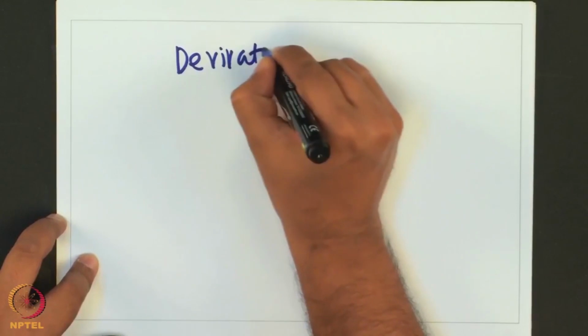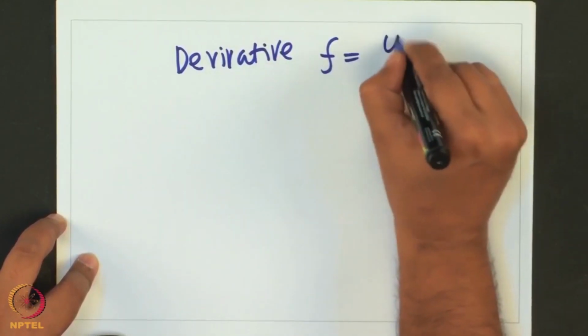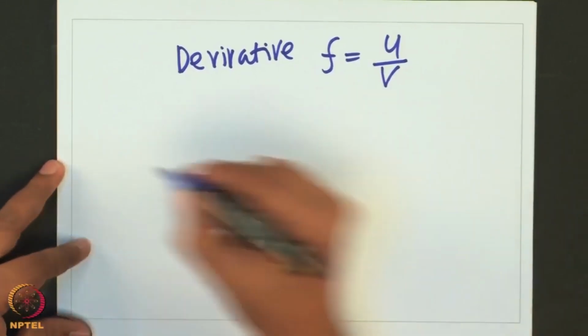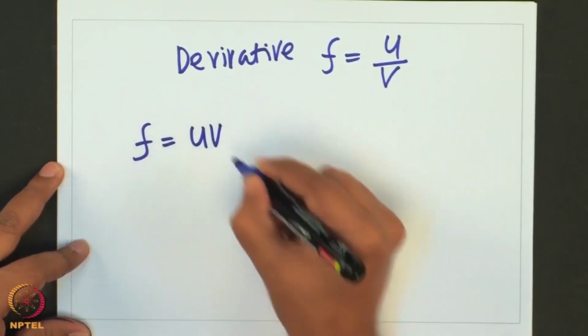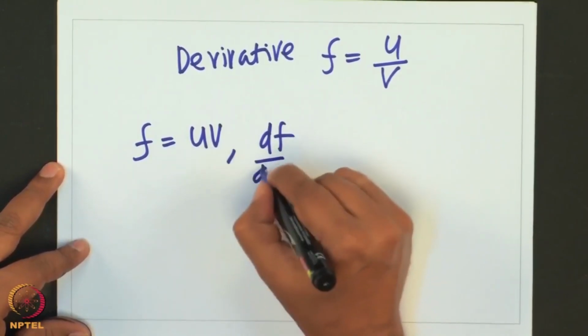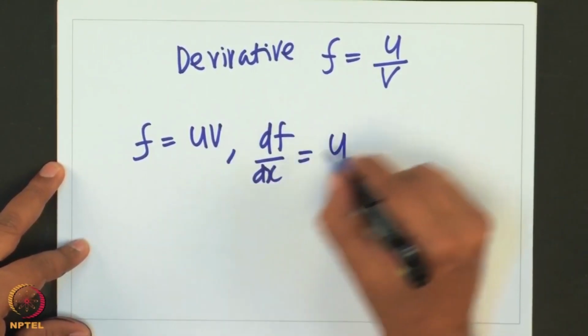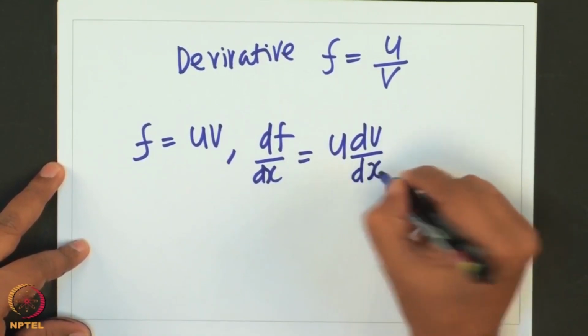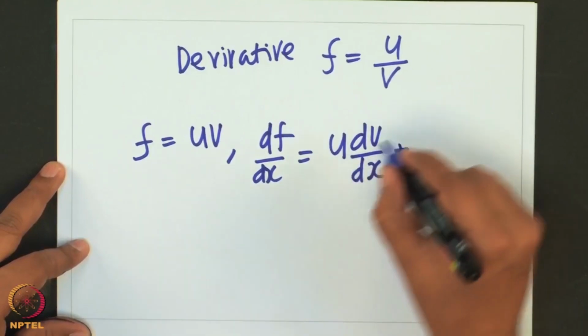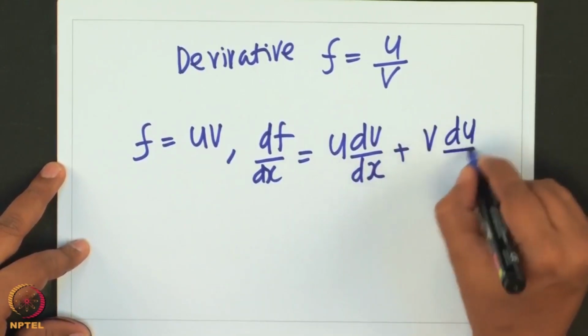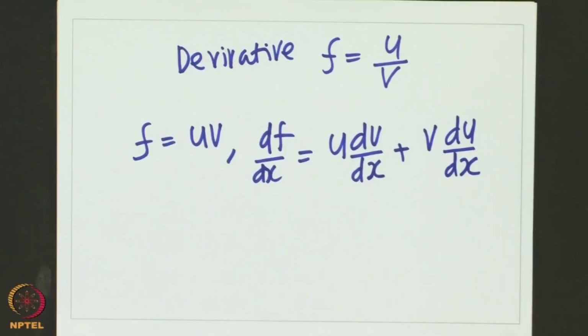Another small thing that we learned, but want to clarify, is slightly separate, which is the third thing: the derivative of a function like u by v. We learned that if you have a function u times v and we want to calculate df by dx, first you keep u constant and calculate dv by dx, then you keep v constant and calculate du by dx. This is something that we discussed.